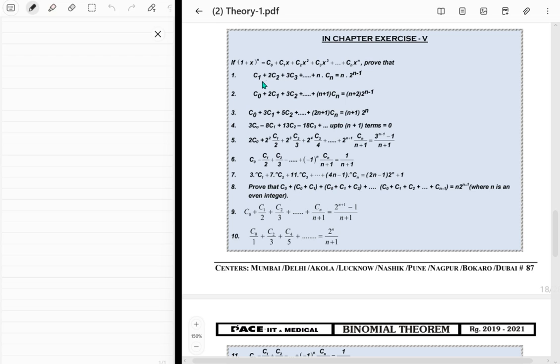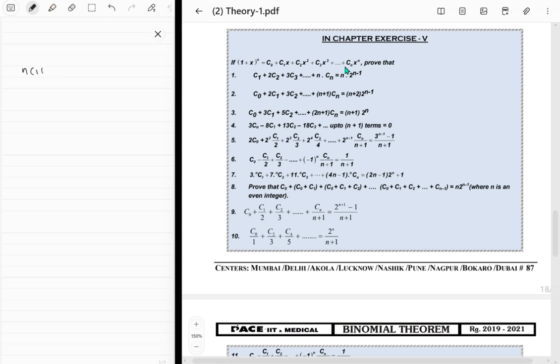So first you have to prove that C1 + 2C2 + 3C3 all the way till nCn is equal to n times 2^(n-1). Come on, this is just so easy. All you gotta do is just differentiate this equation on both sides with respect to x because it's an identity, right? And from there, you can see how this quickly follows.